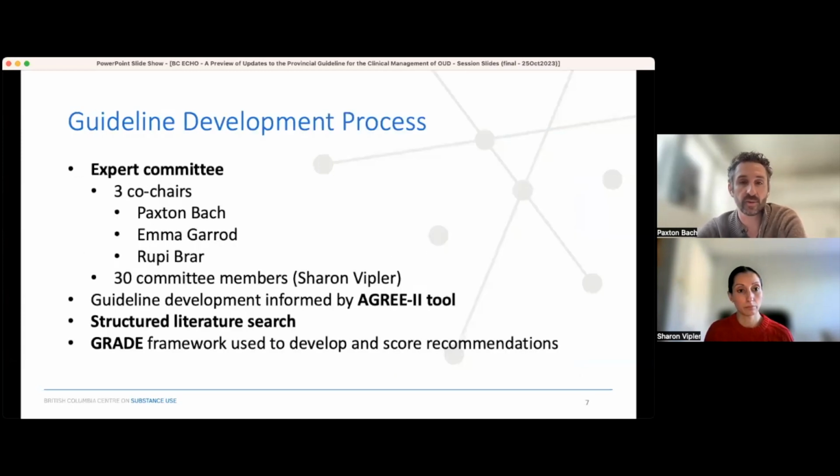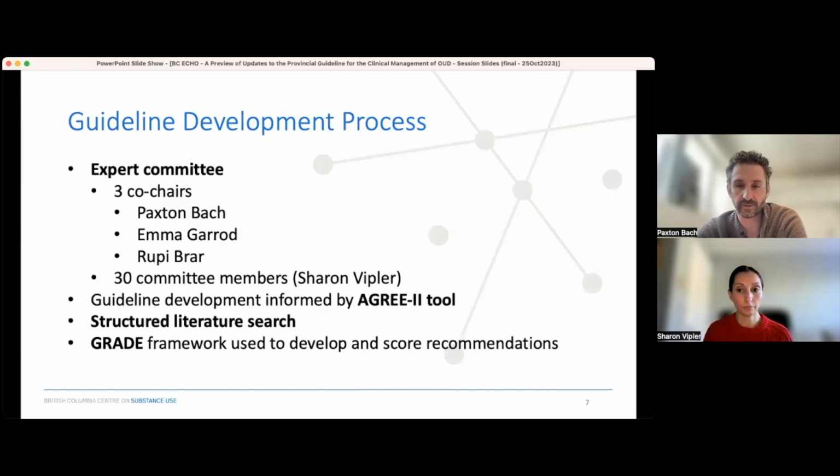The process was quite structured and really in keeping with the process whereby any medical guideline is established. So an expert committee was established. There were 3 co-chairs: myself, Emma Garrett, who's on this call, and Dr. Rupi Brar, who some of you may know, a family physician from the Downtown Eastside. There were 30 committee members from around the province, including Dr. Vipler. These were physicians, pharmacists, people with living experience, a whole breadth of expertise on the committee itself.